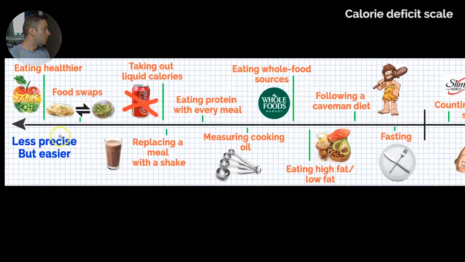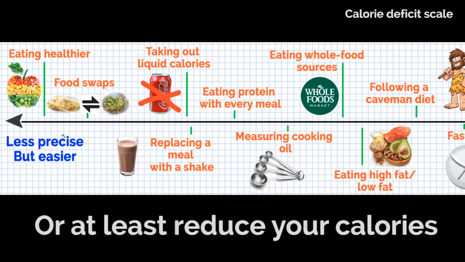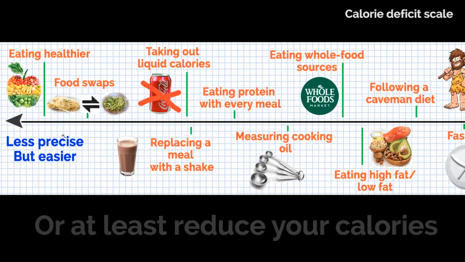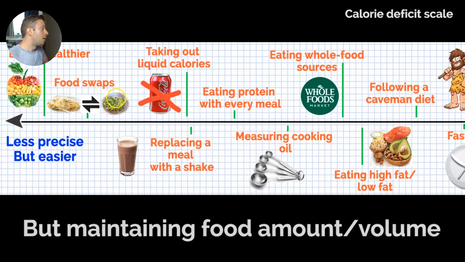A really easy thing to do to be possibly in a calorie deficit, like I said, these ones are kind of guessing and blind to it, you don't know, but could help you be in a calorie deficit, would be eating healthier, so just including more fruit and vegetables in your day. Another one could be food swaps, for example swapping spaghetti for spaghetti made from courgette. What you're doing there is just reducing calories.